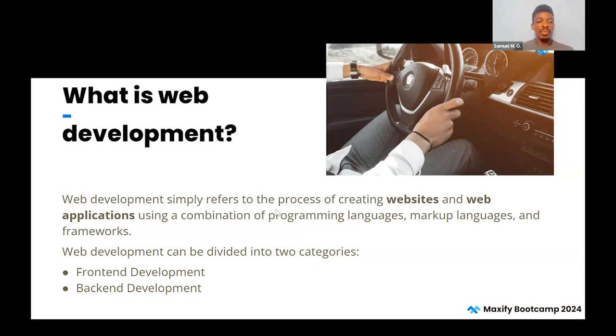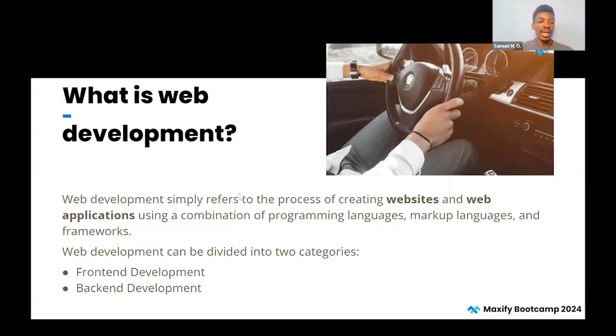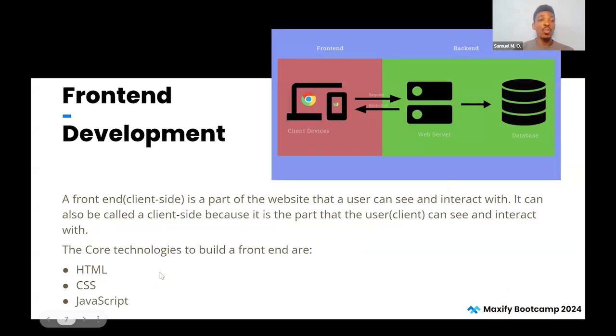So we said web development can be divided into two categories, the front end and back end, like we saw in my previous slide, when we were talking about clients and the server, right? So the client side is more or less the front end. The server side is more or less the back end. So these are the two categories I'm referring to here, the front end and then the back end. So what's the front end?